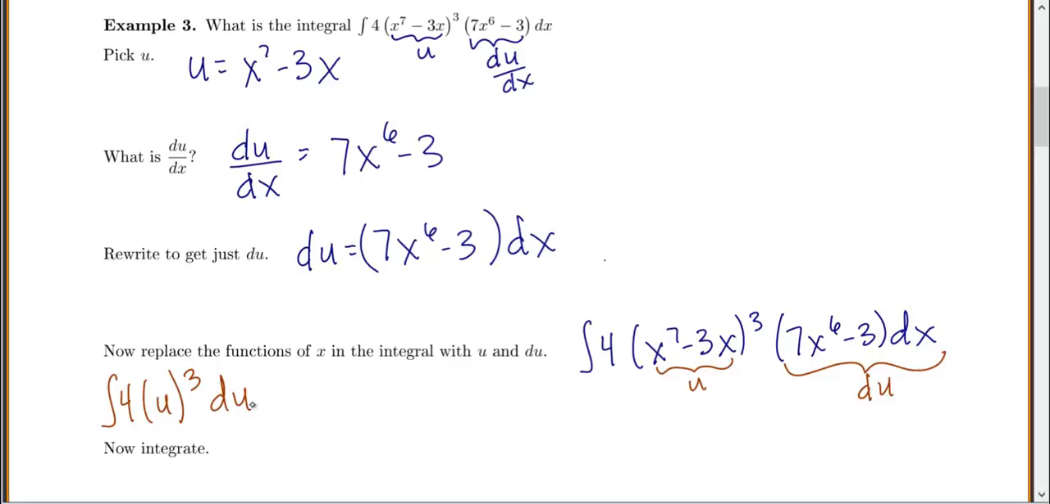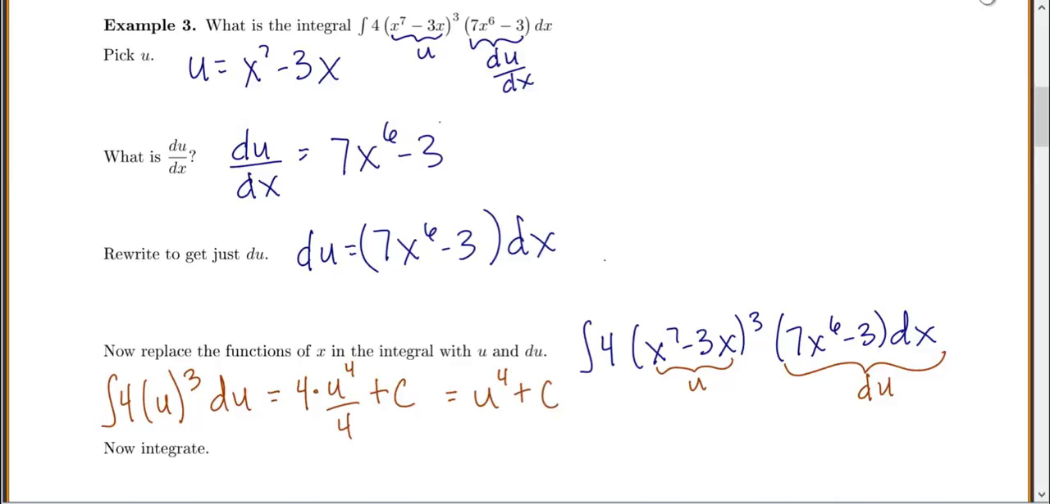We're going to take the integral now just like we normally would. We're not going to do anything special. So the 4 stays there. Now for u cubed, we would raise the power by 1 and divide by my new power. Don't forget plus c when you take the integral. Those 4's cancel, and I'm back to u to the 4th plus c.